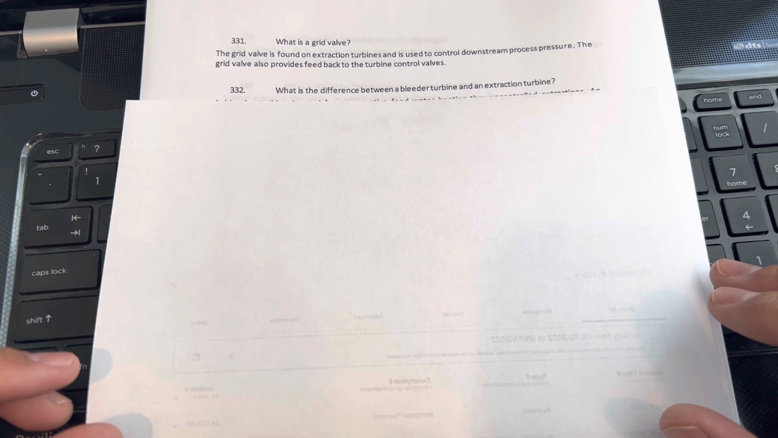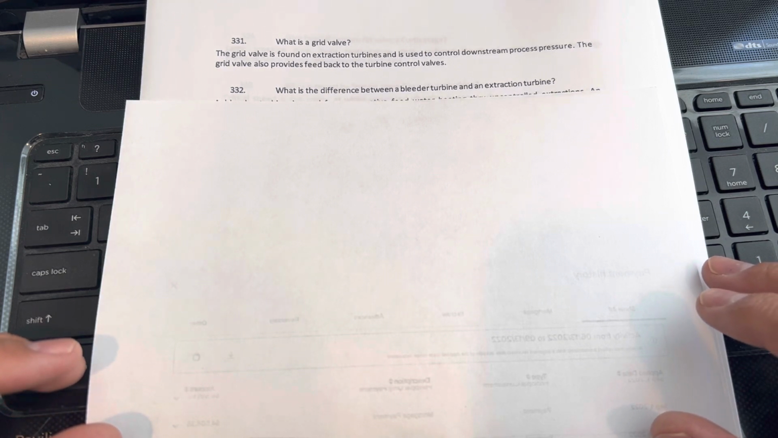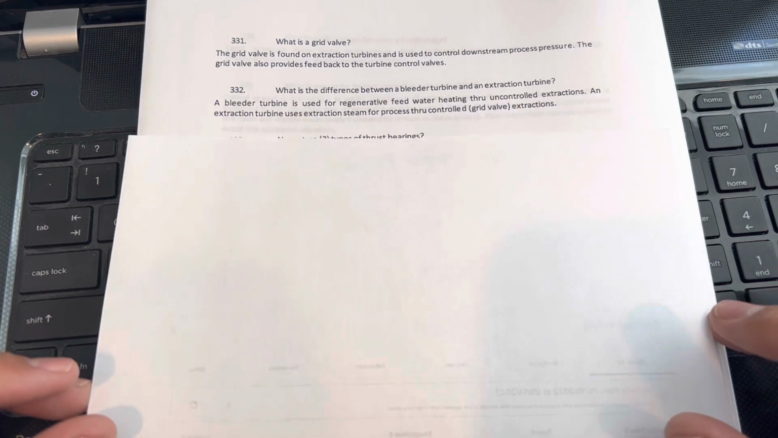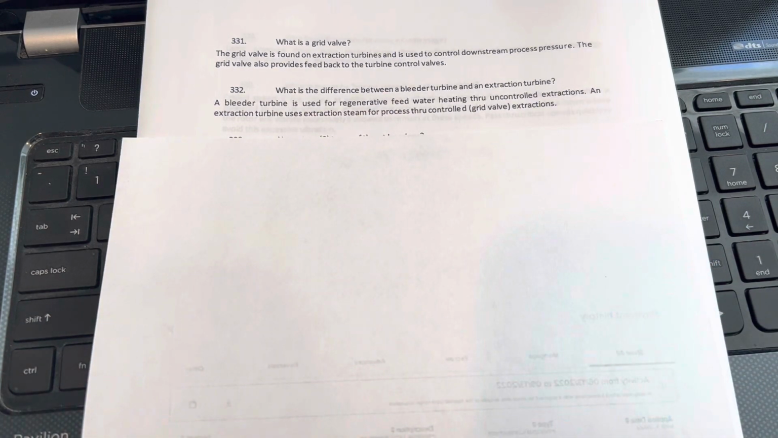What's the difference between a bleeder turbine and an extraction turbine? So, a bleeder turbine is used to regenerate feed water heating through uncontrolled extractions. An extraction turbine uses extraction steam for process through the controlled grid valve extractions.